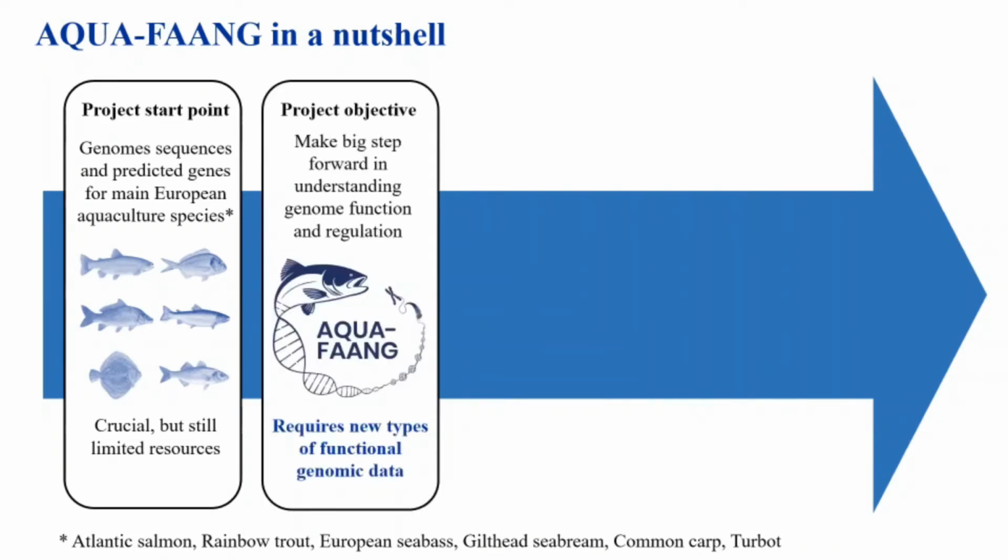There's much we don't know about how fish genomes are being regulated to influence phenotypes, and it's a big knowledge gap, and it requires new types of functional genomic data. We're trying to take that step forward in AQUA-FAANG for these major farmed fish species.